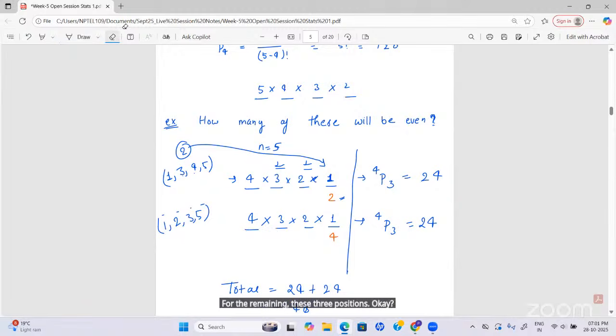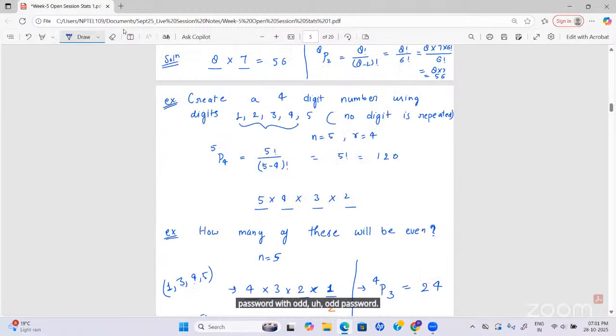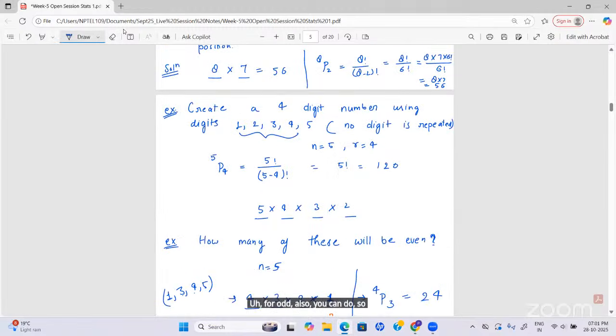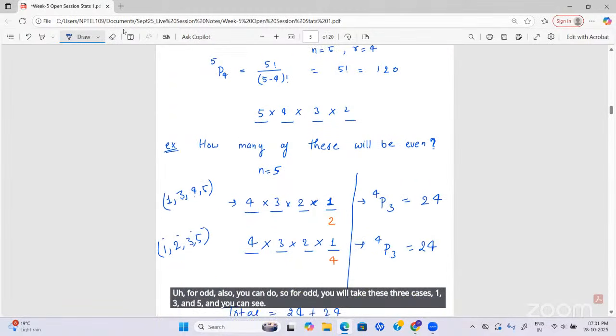Ma'am, there are a total of 72 possible passwords with odd numbers. For odd also you can do it. For odd, you will take these 3 cases, 1, 3 and 5. Yes, ma'am.